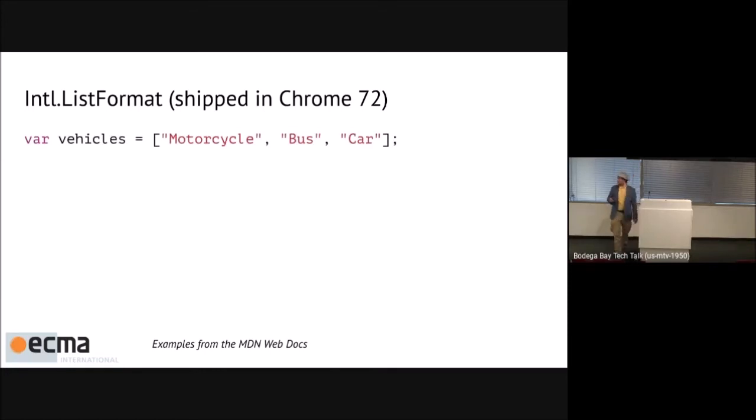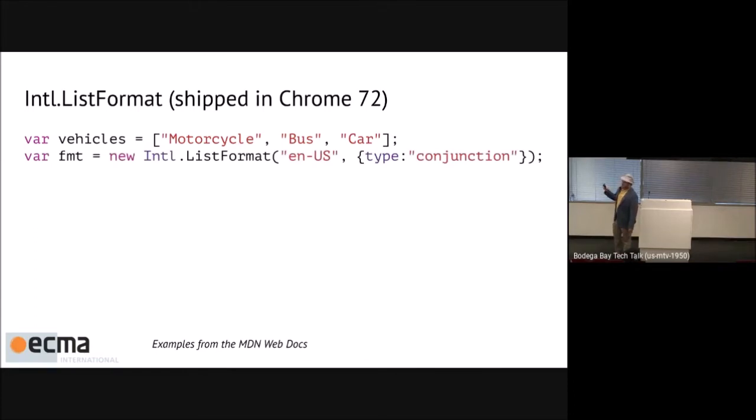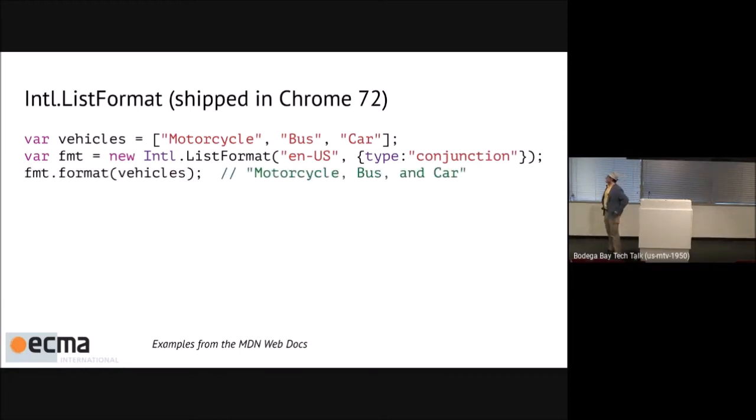Intl.ListFormat. This is shipped in Chrome 72. It should be shipped soon in Firefox. It's implemented in Firefox, and this is going through code review processes now. So this is what this might look like if you had these three vehicles and you passed them through the list format. This is what you'd get. A conjunction means the "and". You can also do it with "or".